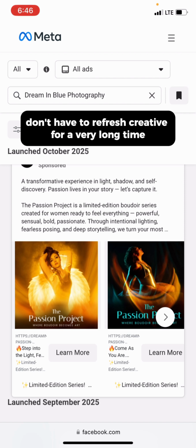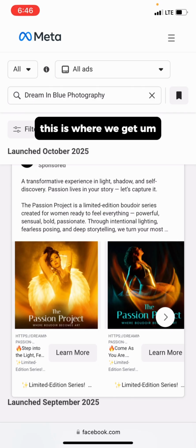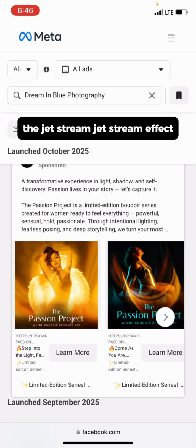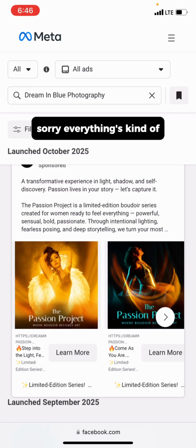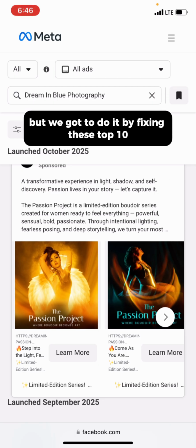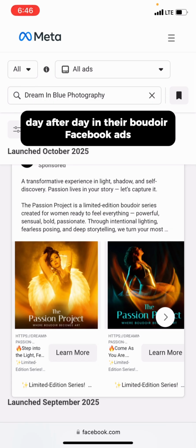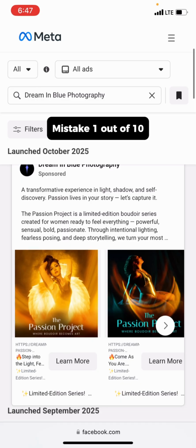Don't have to refresh creative for a very long time. So this is where we want to get to. This is where we get basically kind of like the jet stream effect. And so everything's firing on all cylinders, but we got to do it by fixing these top 10 most common mistakes that I keep seeing boudoir photographers make day after day in their boudoir Facebook ads. So we'll start here with mistake 1 out of 10.